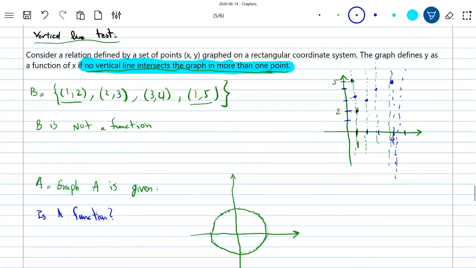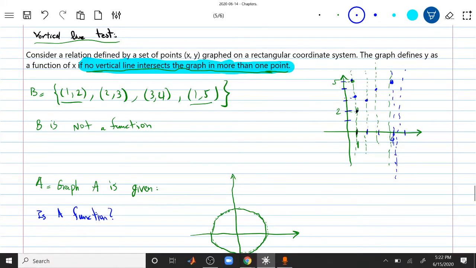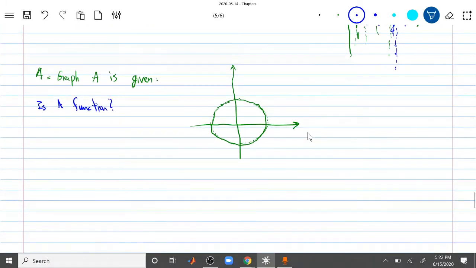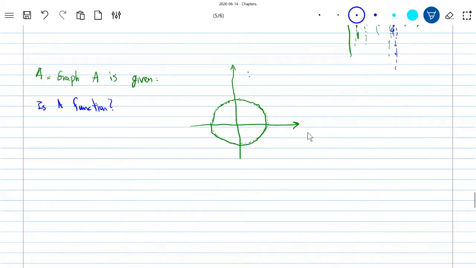That means this A is a set of points on the circle. Do you consider it to be a function? How do you decide? You do not have the option to write all the elements in C, but you can draw a vertical line test. I will draw a vertical line test, for example, here.